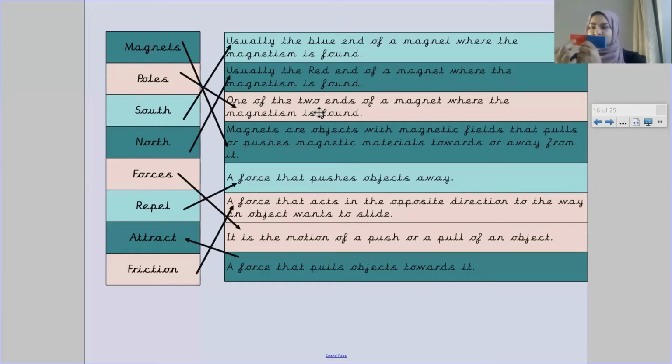It's the two ends where the magnetism is found. Okay. South is usually the blue part, end of the magnet where the magnetism is found. North is usually the red part, so this part, okay. Forces are motions of a push and a pull of an object, okay. Repel is when something moves away from the object, okay. That's repelling. It won't attract, okay.